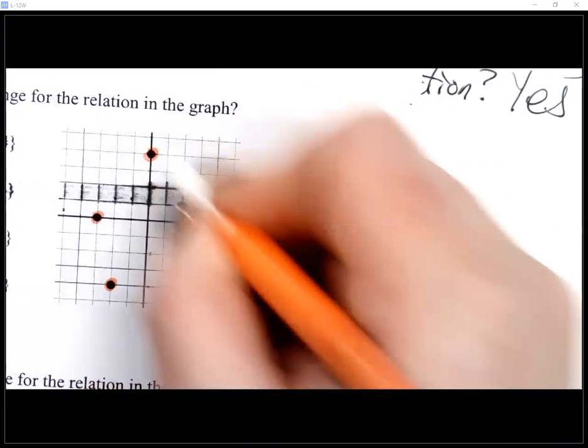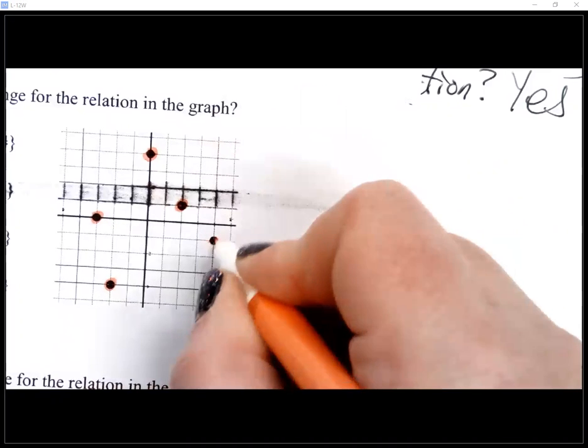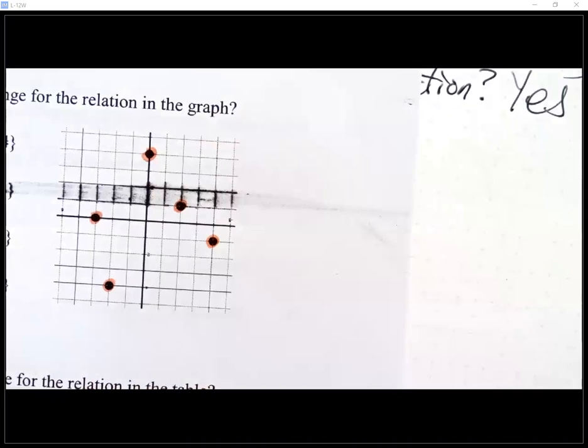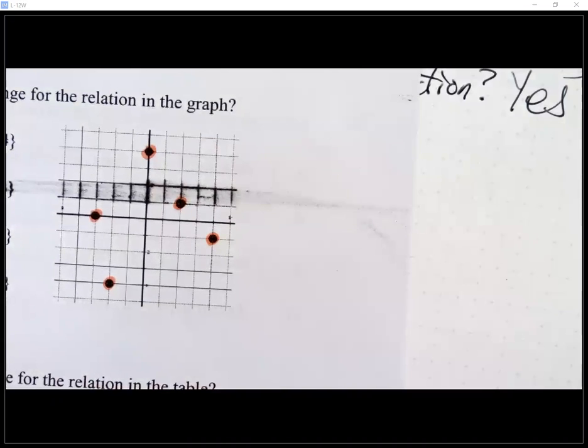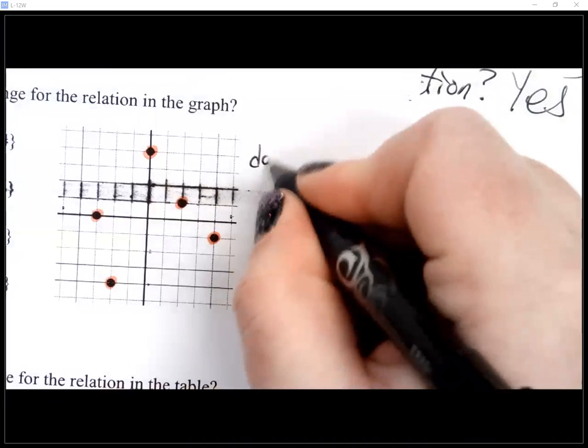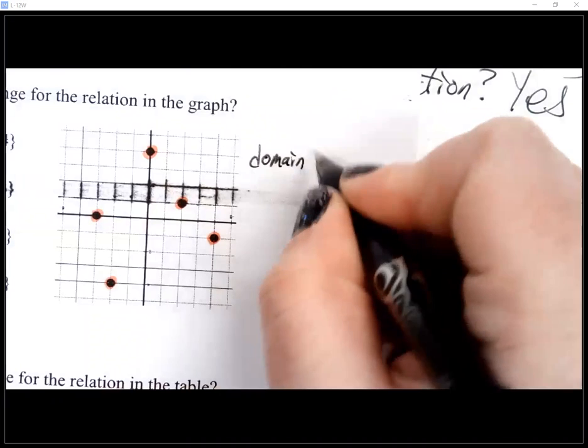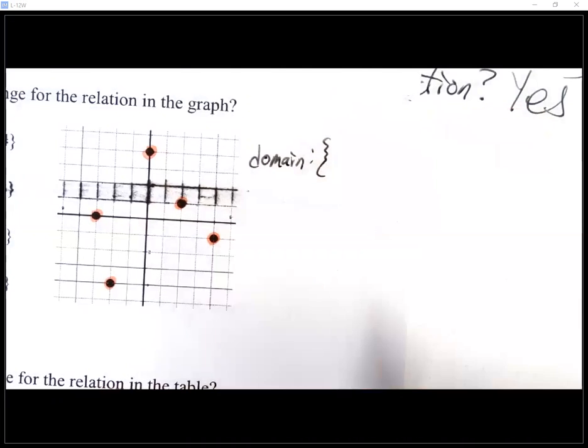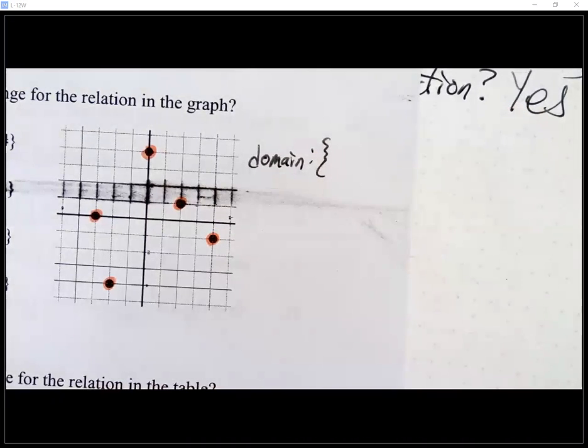So if I gave you this, and I asked you, okay, give me the domain and range for this. So again, you're just going to pluck out all of the x coordinates. So does anyone want to give this one an attempt? What would your domain be here?